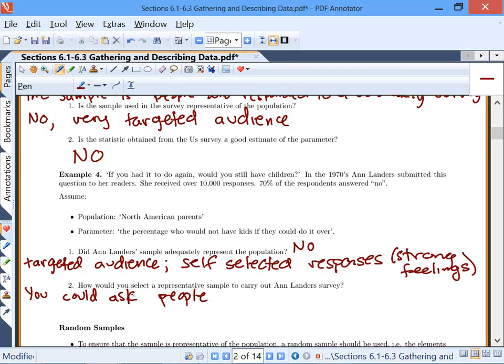and the other thing we said is that we need to ask people from the general population. Now, does that mean that you can't include any of Anne's readers? Well, they're still part of the population, so you could probably still include some of her readers, but you need to make sure that you include all types of people.